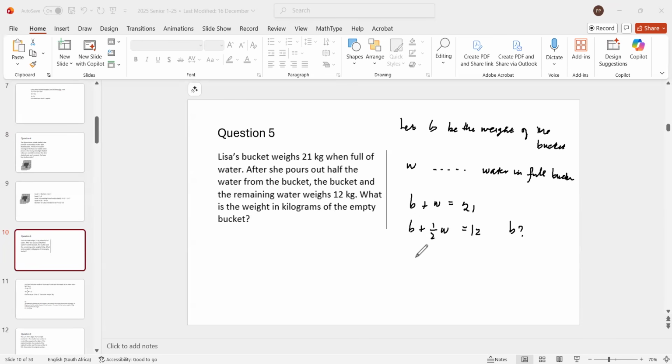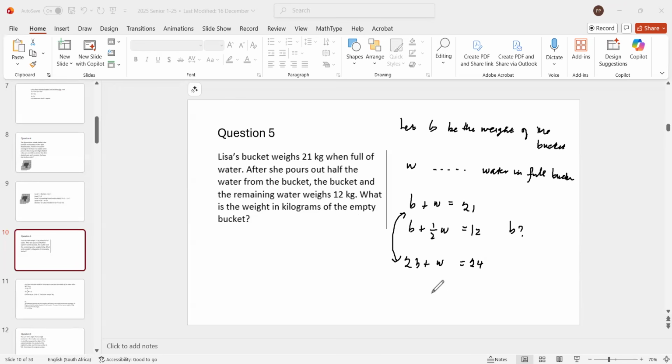I can multiply this by 2 right throughout. 2B plus W is 24. And now I've got these two equations. The W can be eliminated. We need to calculate the bucket only. So we can eliminate by subtracting.